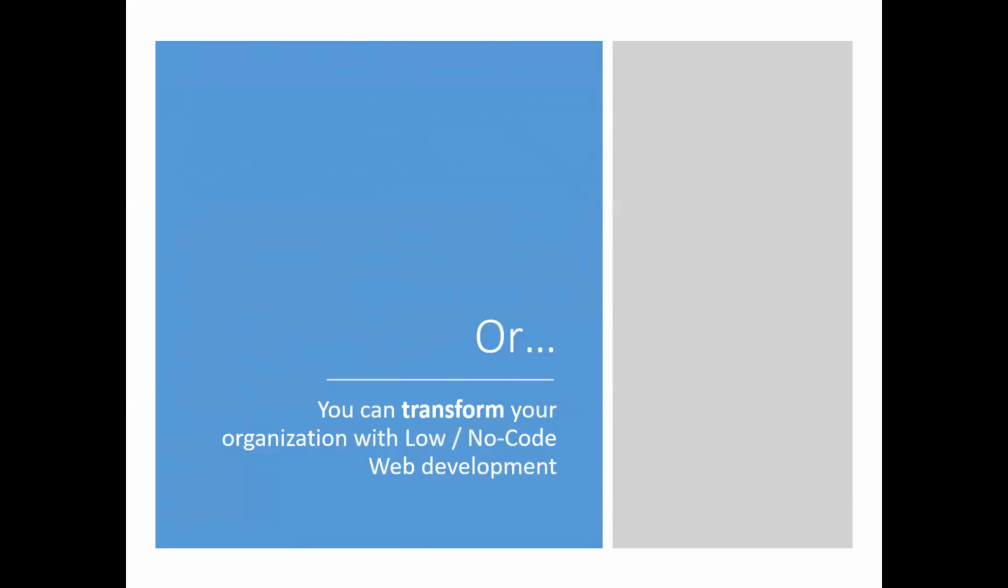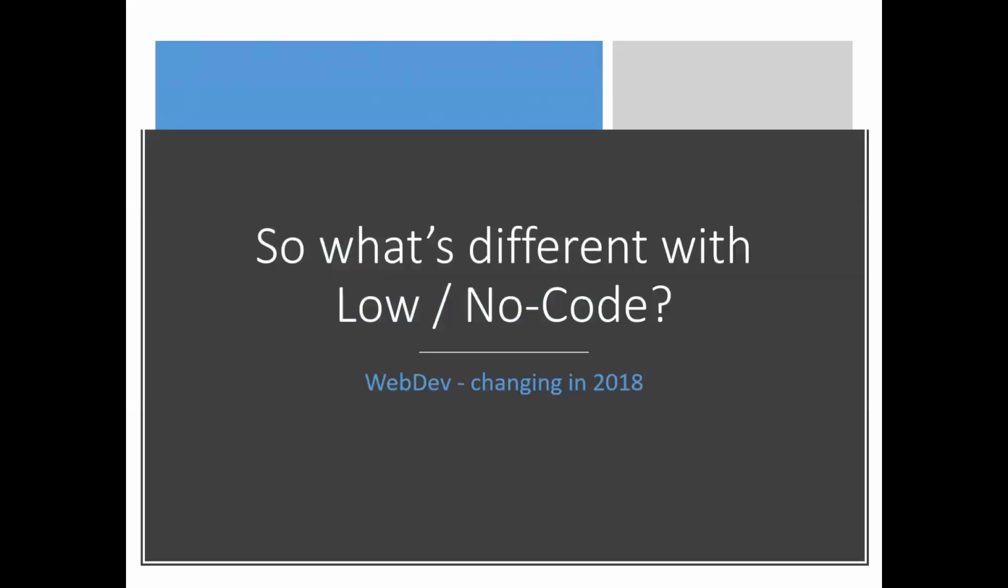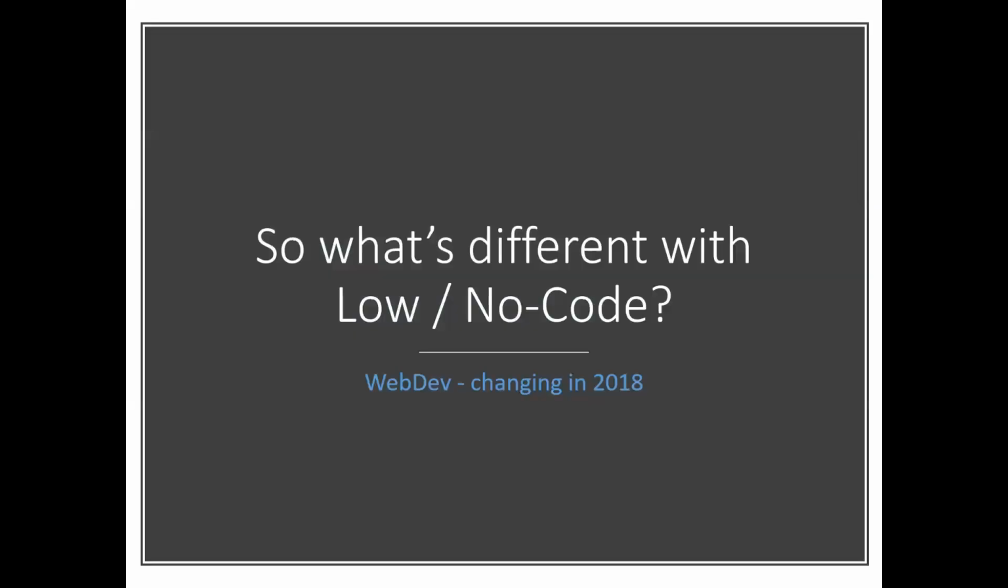So the reality, in effect, is changing. The reality of web development is changing. We no longer have to rely on this big full stack development to develop these web applications. We can do it a lot simpler using low code, no code. So why? What's different with low code, no code? Why is web development changing in 2018 because of low code, no code?